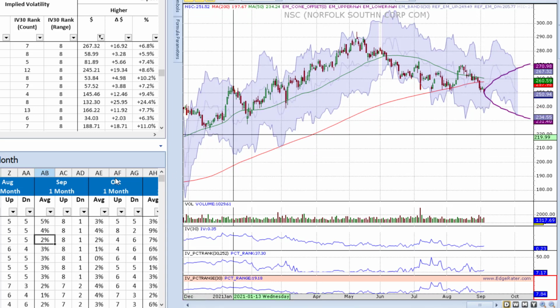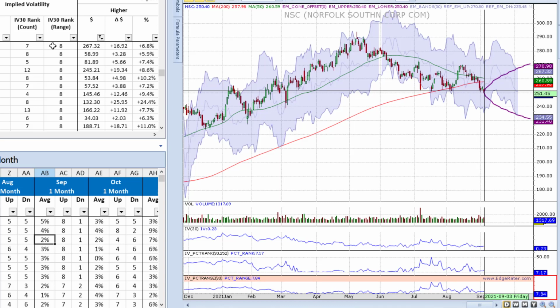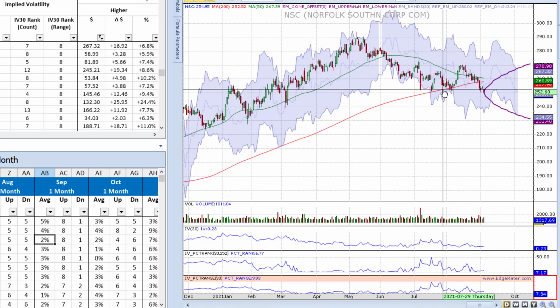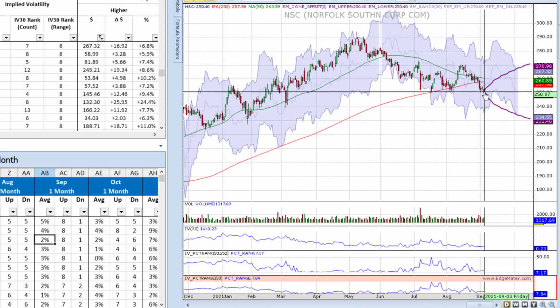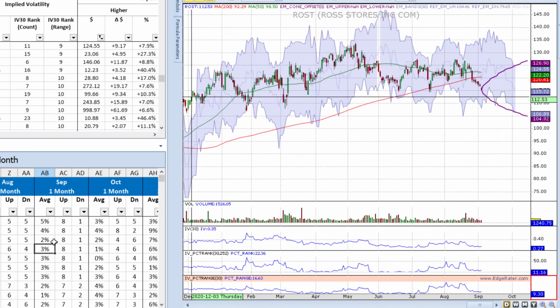Norfolk Southern has an average of 2% in September, 8 and 1. So again, good seasonality for September. If we look at the implied volatility, 7 rank and 8, also quite low. So again, potentially it looks like it's trading at recent lows, so you may expect a move here. Seasonality wise, that would make for a call buying opportunity. Let's look at Ross Stores.